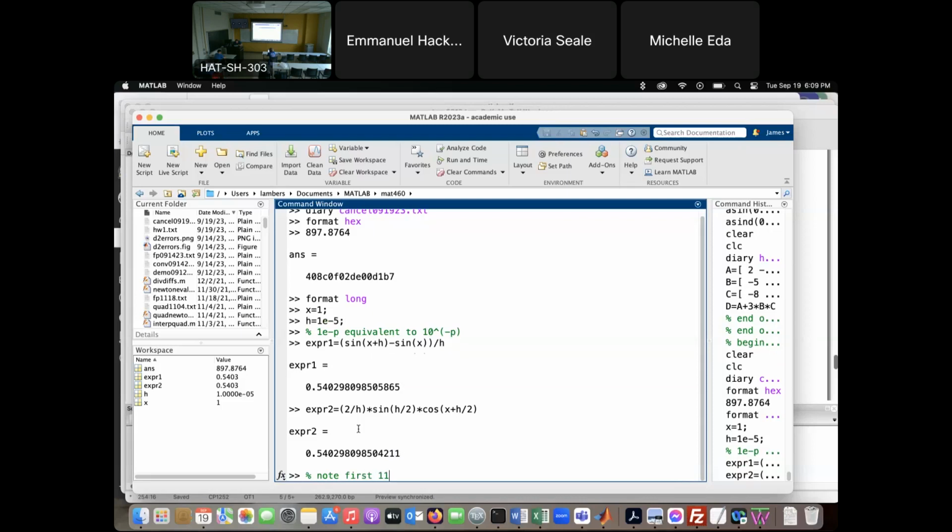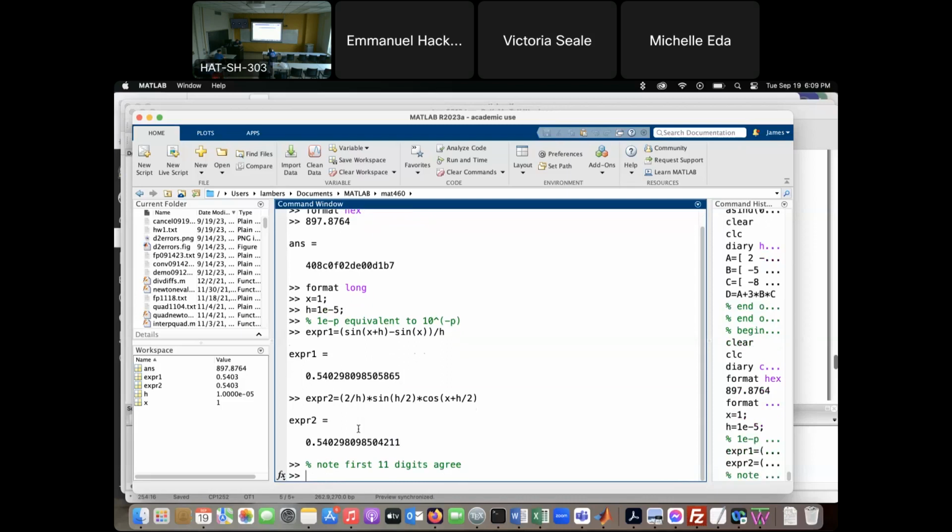So I'll make those first 11 digits agree. All right, so that's encouraging. Now let's do this again, but with smaller h. 10 to the minus 10.